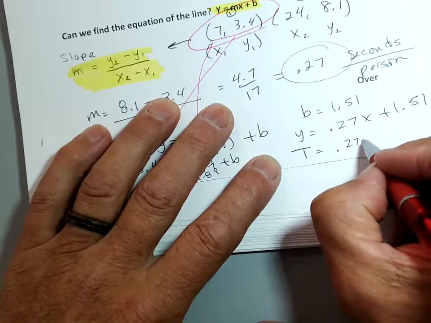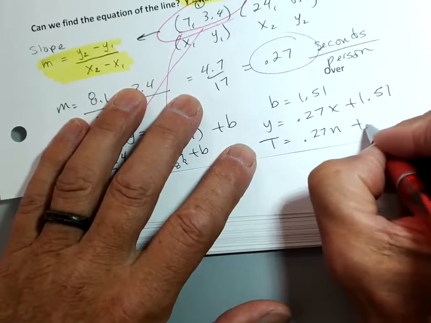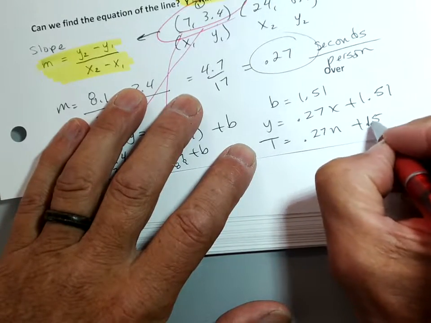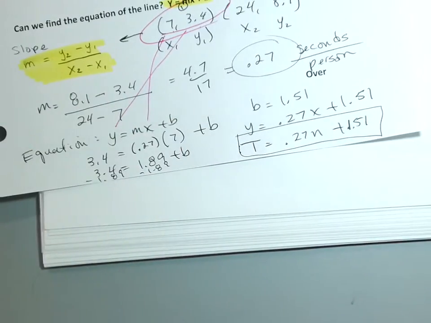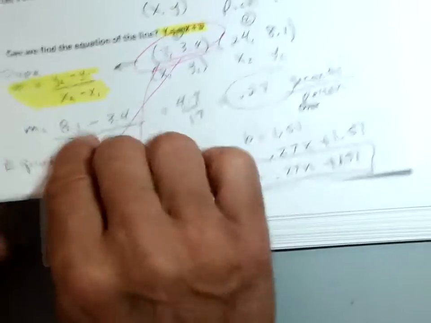I'm going to use n for number of people, plus 1.51. Okay, there's my equation, right? Now, can the calculator do all this work? Yes. And that's what we're going to learn next, because the calculator actually can do all this, okay?